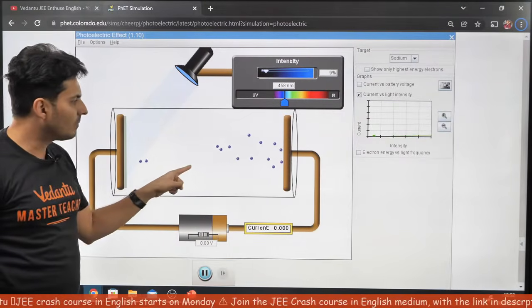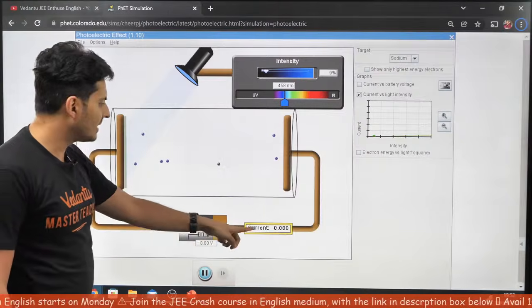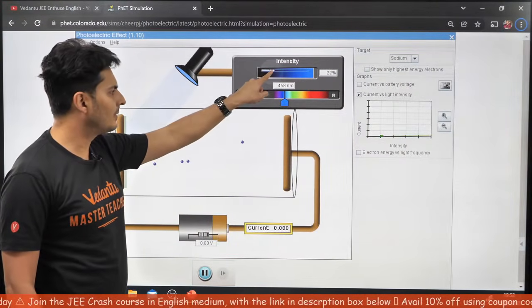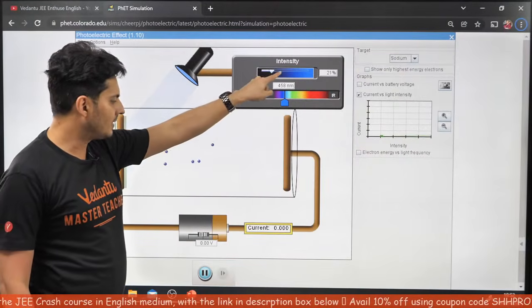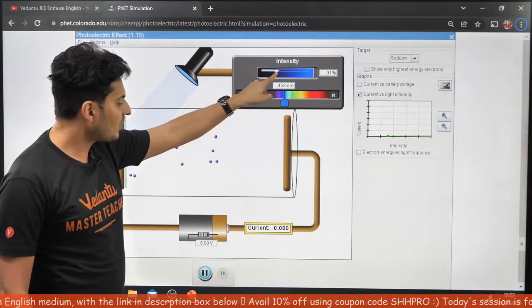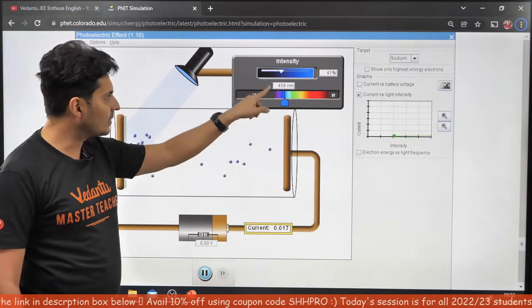Now I can see there are some amount of electrons which are getting knocked out. Maybe you cannot see the current over here, but it is a very small value. I increase the intensity further. Am I above the threshold frequency or not? Yes, I am. You can see as the intensity increases, slowly the photocurrent also increases.